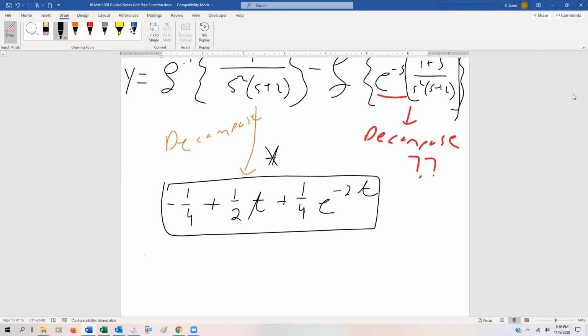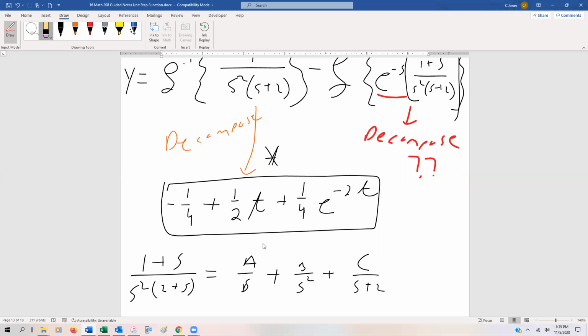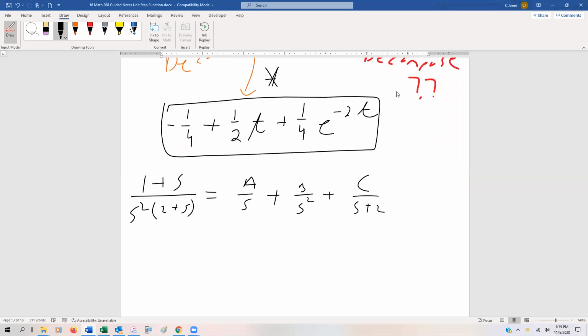So let's just say that we have (1 plus s) over s squared (s plus 2), and we're going to decompose that. So that's going to be a over s plus b over s squared plus c over s plus 2. And now we can just go ahead and solve for our a, b, and c. And at the end, we'll just put that e to the minus s back in.